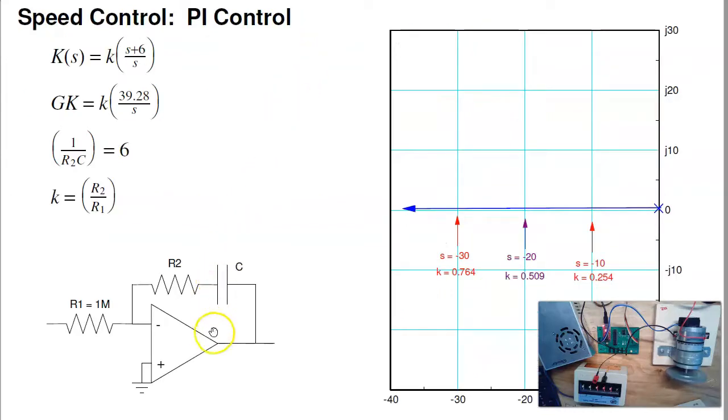Third type of compensator, a PI compensator. PI predicts that if I add a pole and a zero, I can pick the zero to cancel the pole at minus 6. That just leaves me a pole at 0. As I increase the gain, it just goes left. There will be no overshoot. And I can pick any place I want. If I want to put the pole at minus 10, K is 0.254. Put the pole at minus 20, K is 0.509, and so on. So just by adjusting the gain, I can place the poles wherever I want on the root locus.